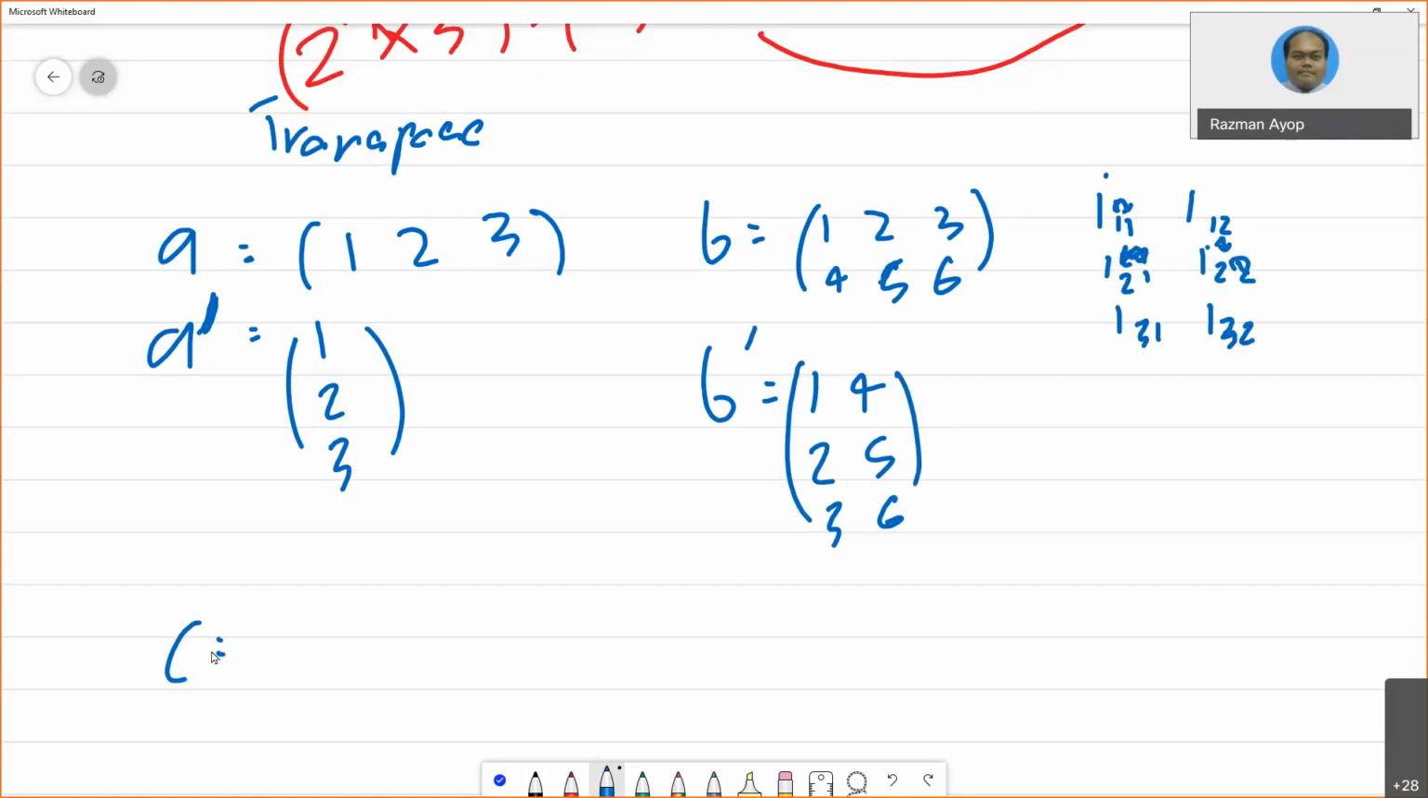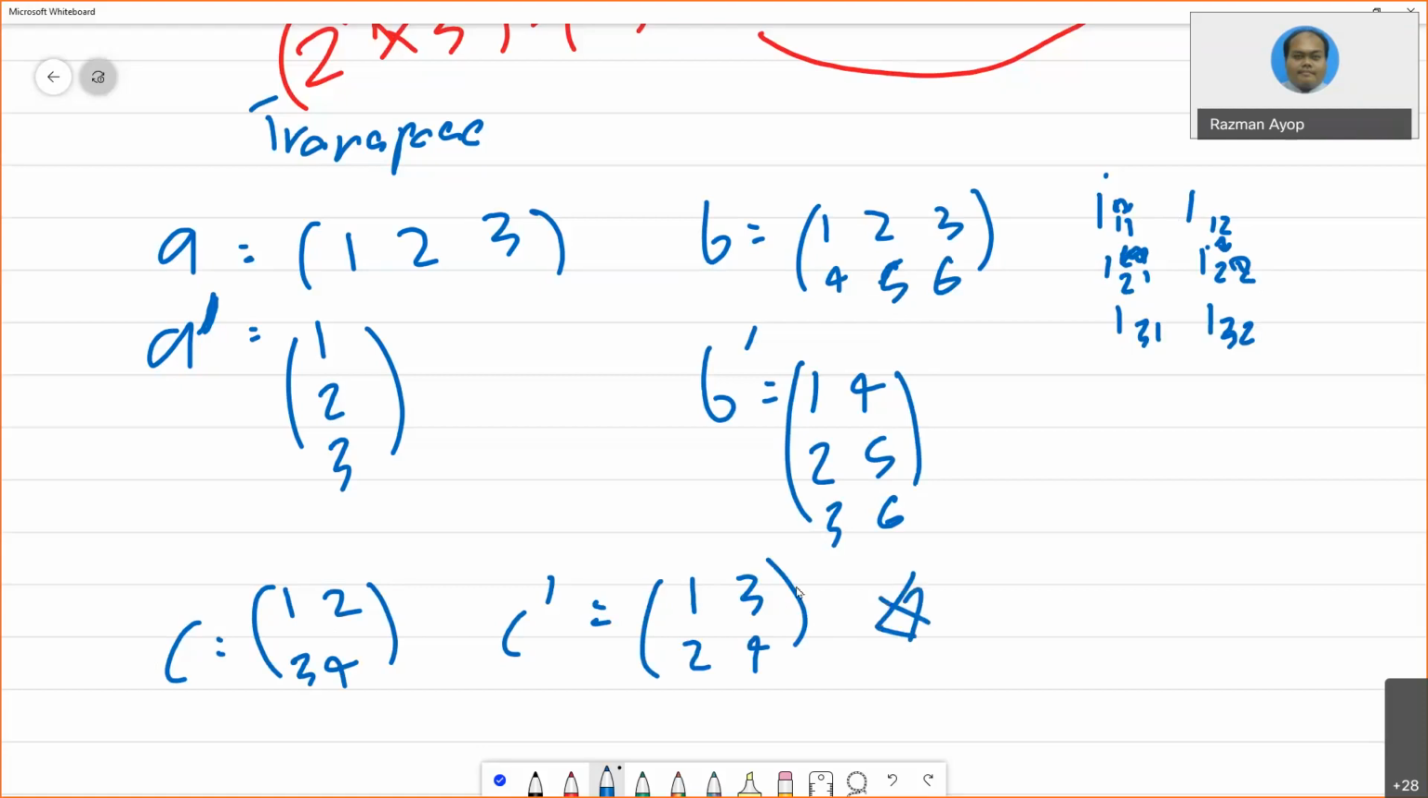So C equals 1, 2, 3, 4. C transpose is equal to 1, 2, 3, 4. Column becomes row, row becomes column. So make sure you know how to do it manually and how to do this in MATLAB.